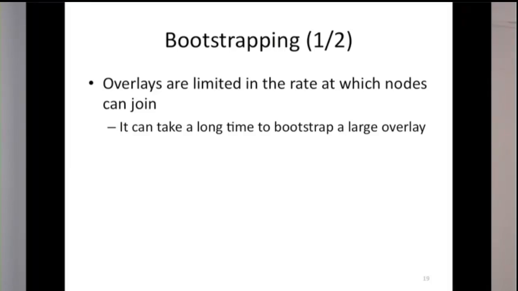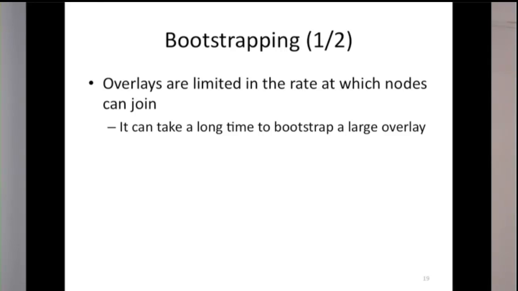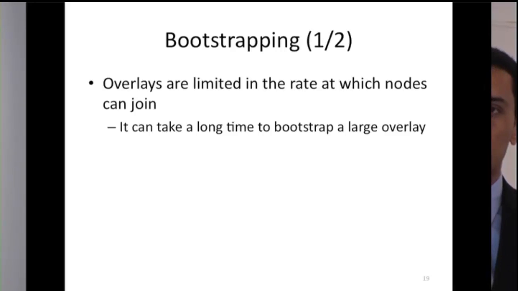Second, what happens with overlays is that they have a limit on the rate at which nodes can join the system. When you have such a limitation, it becomes slow to bootstrap a large overlay. Let's say you want to start a network with thousands of nodes, then you have to wait for the initial nodes to join, then you join more, then you join more. So it can take hours to bootstrap an overlay. But this problem in itself is important. People want to do that.